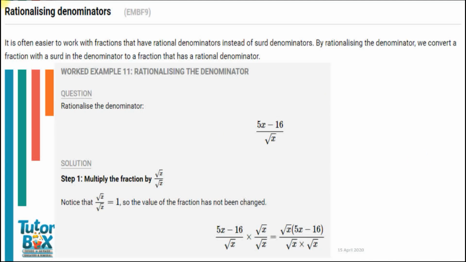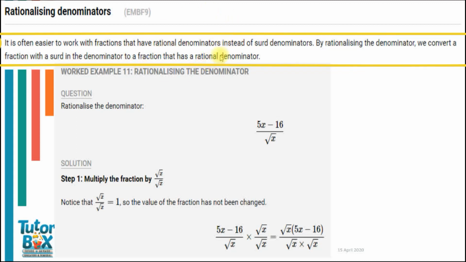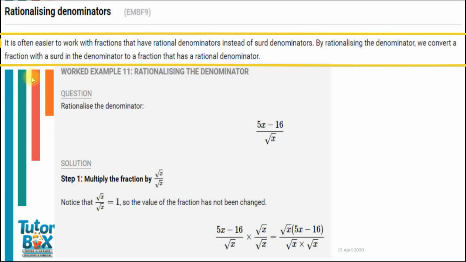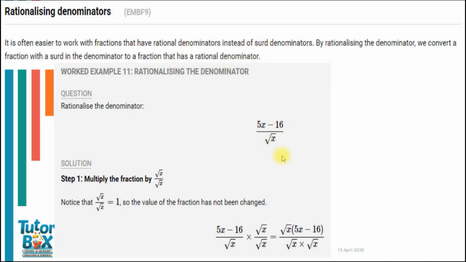Next up we have rationalizing denominators. It is often easier to work with fractions that have rational denominators instead of surd denominators. So they're saying it's easier for you to not work with something like this, because that's just nasty. By rationalizing the denominator, we convert a fraction with a surd in the denominator to a fraction that has a rational denominator. So we want to change this fraction so that at the bottom here we have a rational denominator. So what do we do?